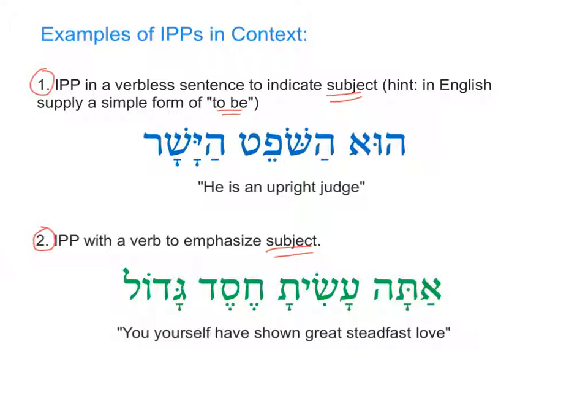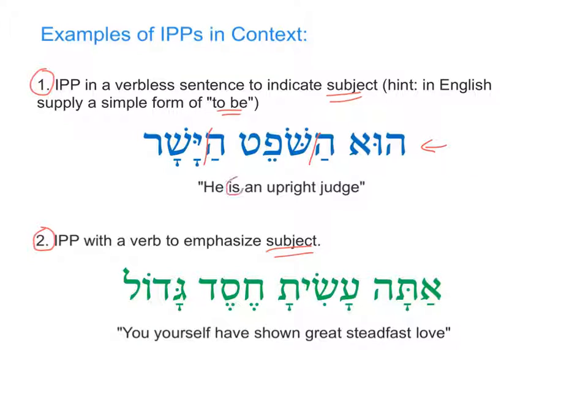So we should be able to recognize everything in here at this point. This one right here is our topic of the day. There's our IPP, that's he. We have here an attributive adjective, the upright judge. If we're going to translate this, we would probably say he is an upright judge.